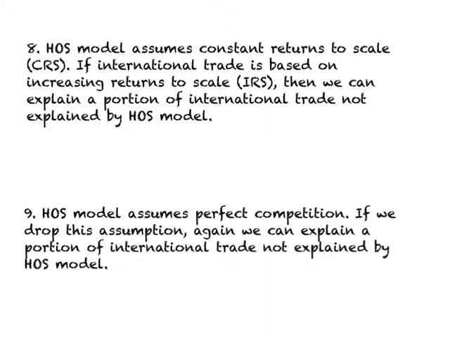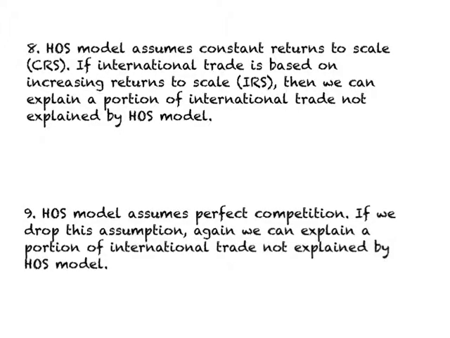Now let us look at the last assumption. The HOS model assumes perfect competition. Now we know that markets are characterized by imperfect competition, and if we have imperfect competition or we drop this assumption of perfect competition, again we are able to explain a portion of international trade not explained by the HOS model. So now focus on the dropping of the 7th, 8th and 9th assumptions in this lecture video.